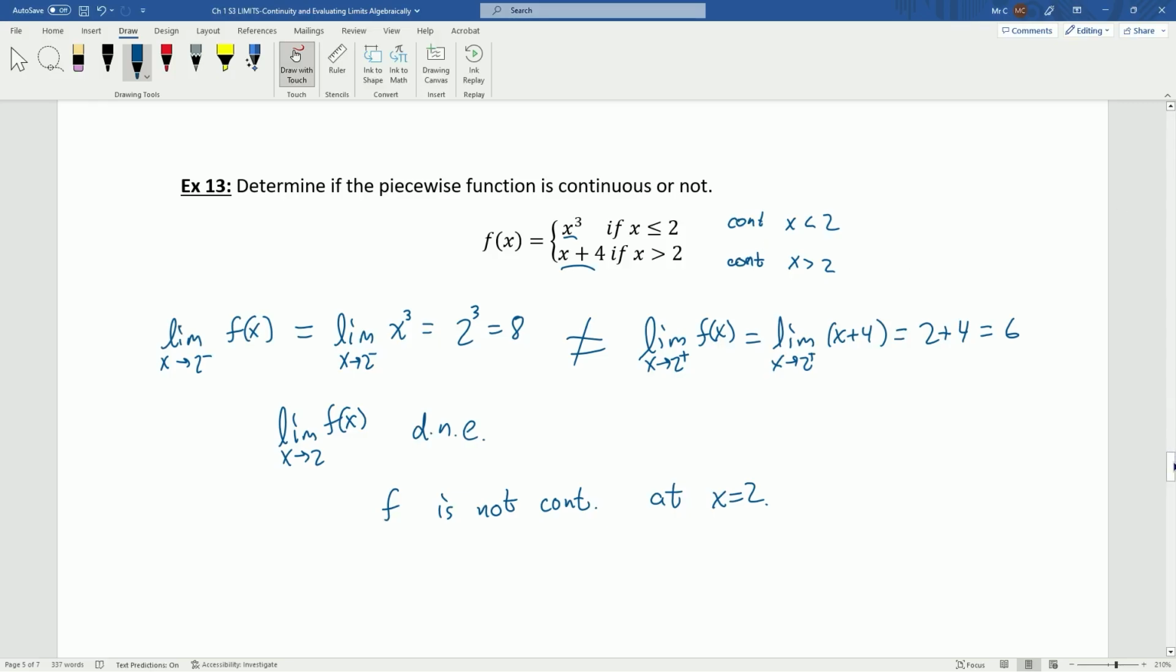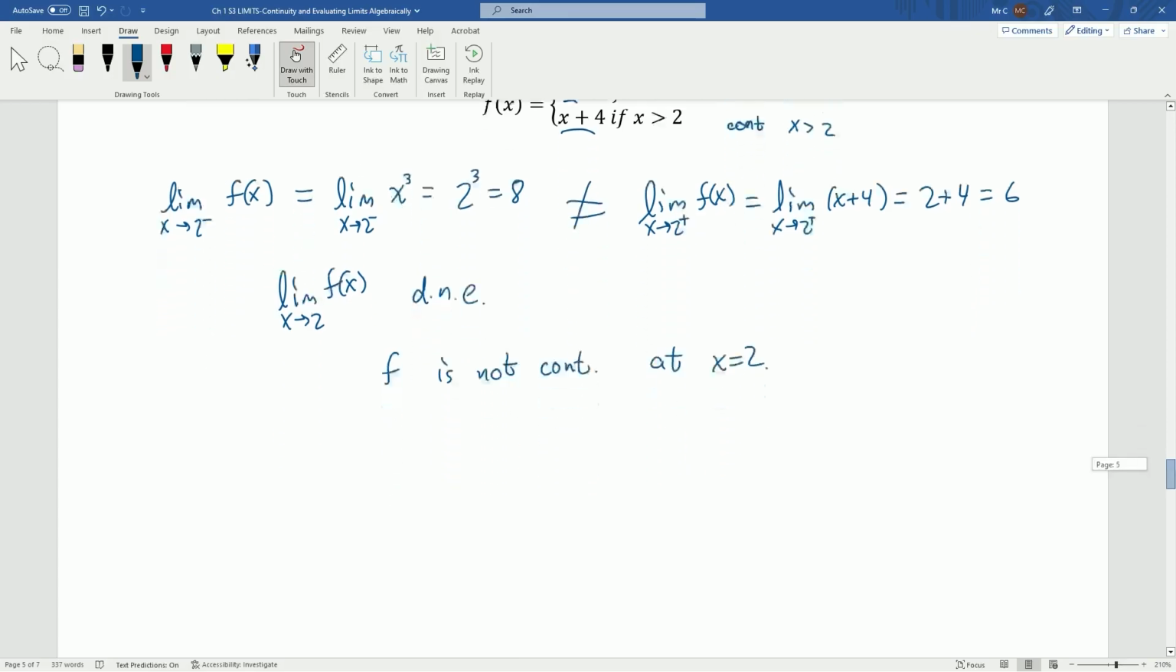All right, that's it. Just apply the definition. All we're doing here is checking: does f of 2 equal the limit as x approaches 2? And if the limit doesn't exist, it can't be equal to the function.